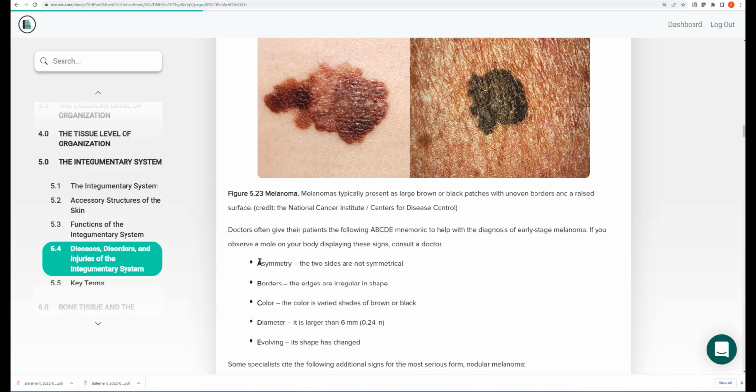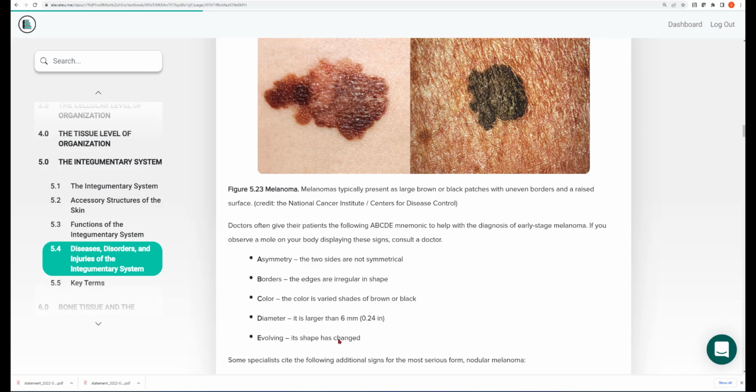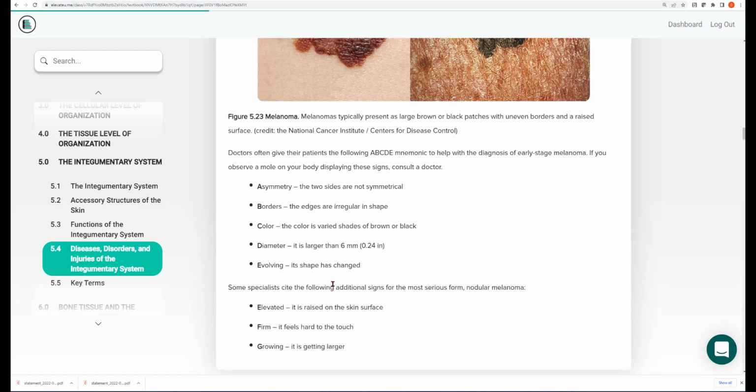You want to say to them, I'm noticing some changes. And here's what you want to say to them. I'm seeing a change in the symmetry of the mole. I'm seeing that the borders are becoming irregular in their shape. I'm noticing a variation of colors within it. I'm noticing that the diameter has increased and that it certainly is evolving in its shape. Those are the signs that your little old mole that used to be round and uniform is significantly changing, and those are very serious things.